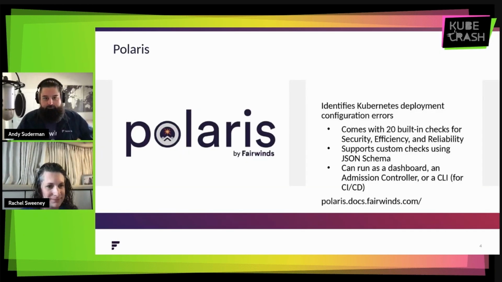Awesome. Shall we get into it? Sure. So we're going to talk about two different tools today, and I'll just give a quick high-level overview. The first tool we're going to talk about today is Polaris. It helps you identify different configuration errors in your workloads. It supports a bunch of checks pre-built in, and then you can extend it with custom checks using JSON schema. And then it has a dashboard and an admission controller and a CLI. So we'll see all three of those in a minute during the demo. So I'm not going to talk about those now.